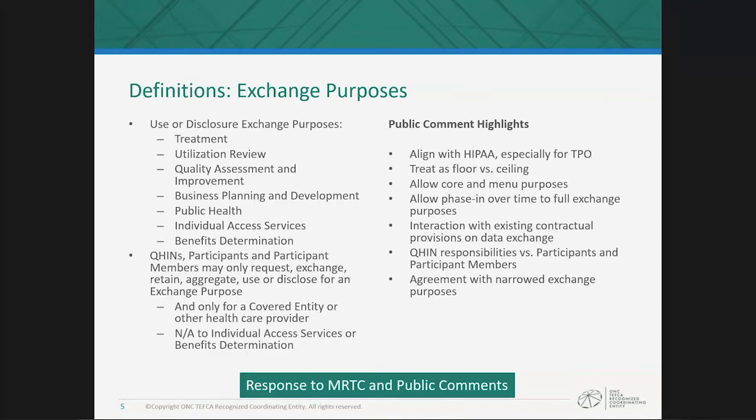And then there was also some consideration about to what extent QHINs are responsible for supporting all exchange purposes. Does every participant have to support all exchange purposes? So what does that look like?